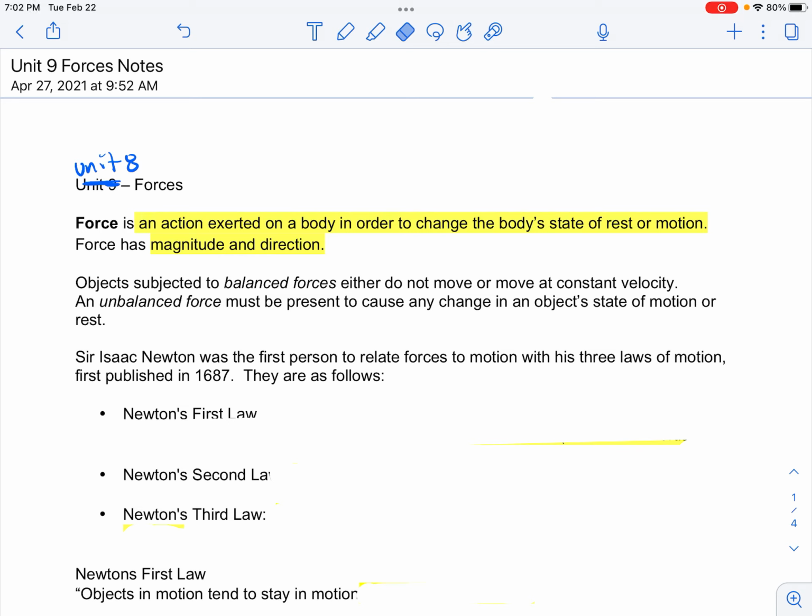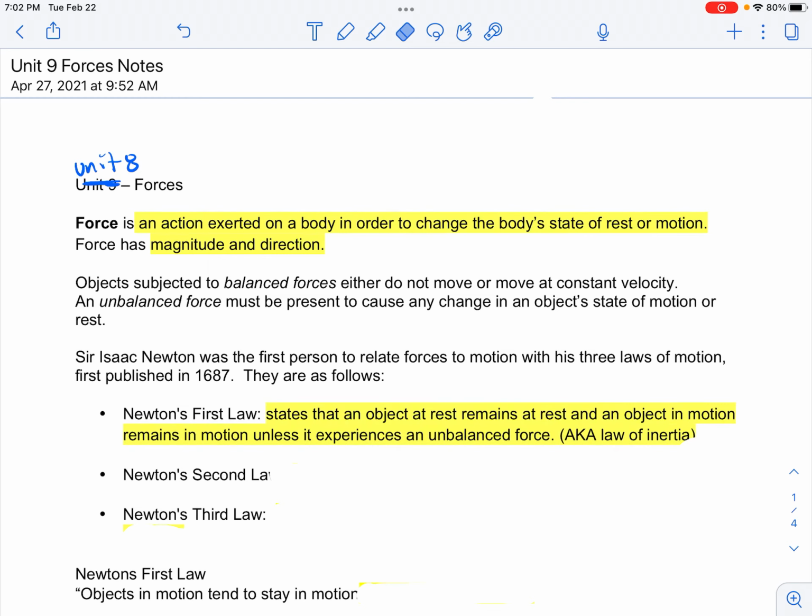So there's 3 laws of motion, and they still hold true to this day. The first one states that an object at rest remains at rest, and an object in motion remains in motion unless it experiences an unbalanced force. So something's going to stay moving or stay not moving unless you do something to it. That's called the law of inertia. The law of inertia is when things will stay at rest or when they will keep moving. That's basically what inertia is, which I think there's some notes on in a second.